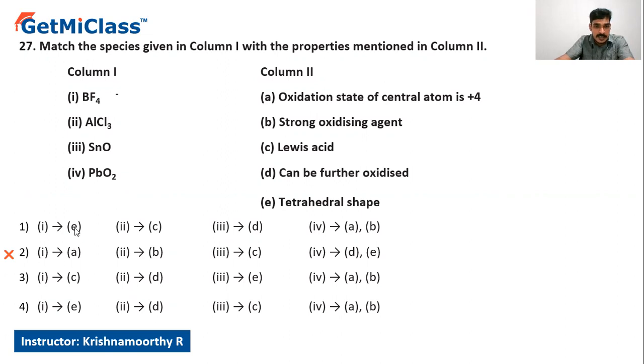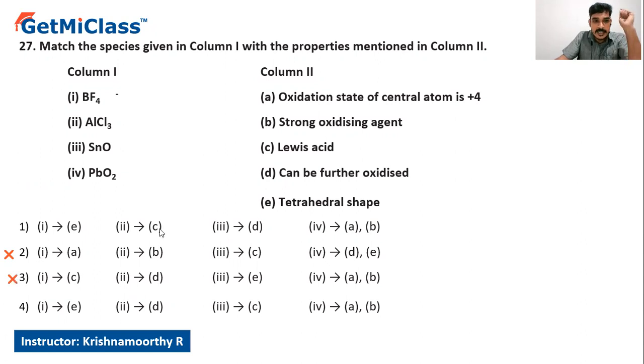Let's check whether it is E, tetrahedral in shape. The central atom here is B, with 4 fluorine atoms and 1 electron. Therefore, it should be sp3 hybridized, and sp3 hybridized means tetrahedral in geometry. If it is tetrahedral in geometry, the answer may be the first one or the fourth one. Only two options are left, and the answer cannot be the third one now.